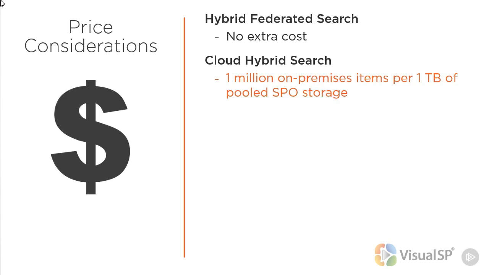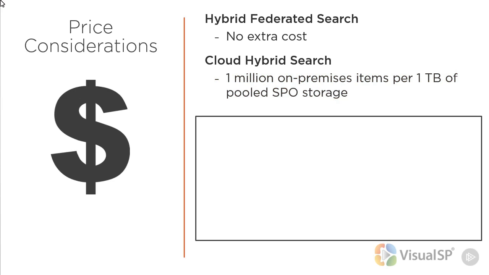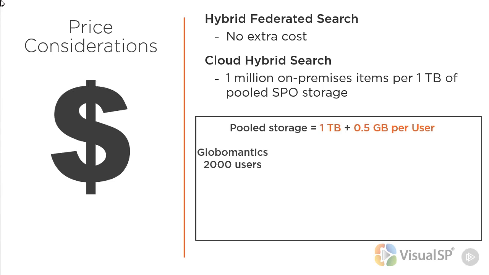At least right now, and it's always going to change, pooled storage equals 1 terabyte of storage that every tenant gets out of the box, plus 0.5 gigs per licensed user. So let me take an example with a company called Globomantics, which has 2,000 users. Globomantics would have 1 terabyte out of the box, and then half a gigabyte for every user. So that would be 1 terabyte plus another terabyte. It would make 2 terabytes. That means Globomantics would be able to send 1 million index items from on-premises to SharePoint Online.